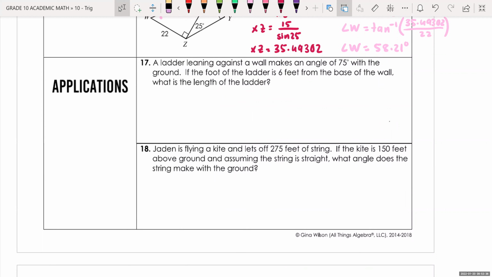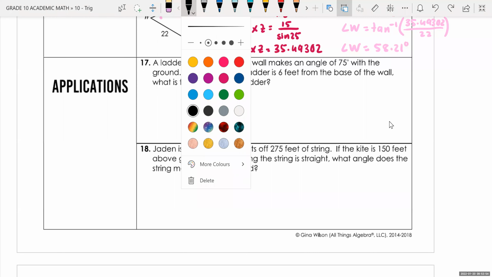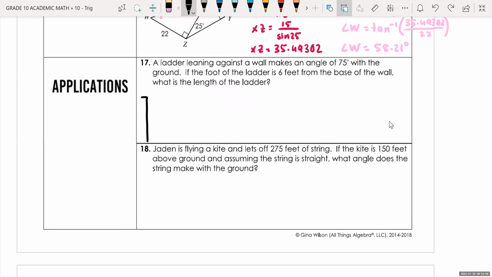They're usually like ladders and kites and ramps and things like that, anything to give you a right angle triangle. So just like before, a ladder is leaning against a wall. Let's draw that. So let's say that this is our wall. And then we have a ladder leaning against it. And then there's the ground.